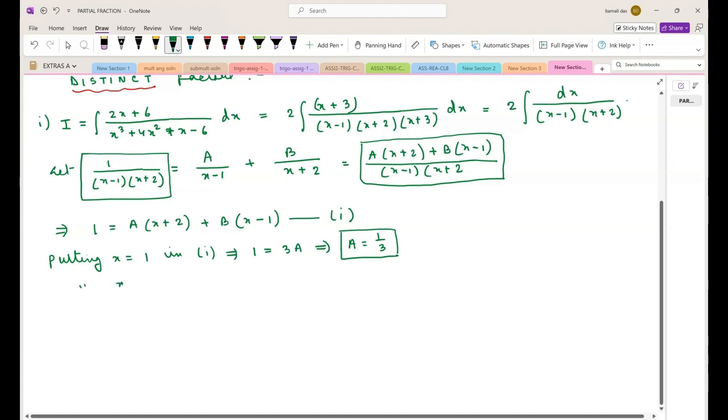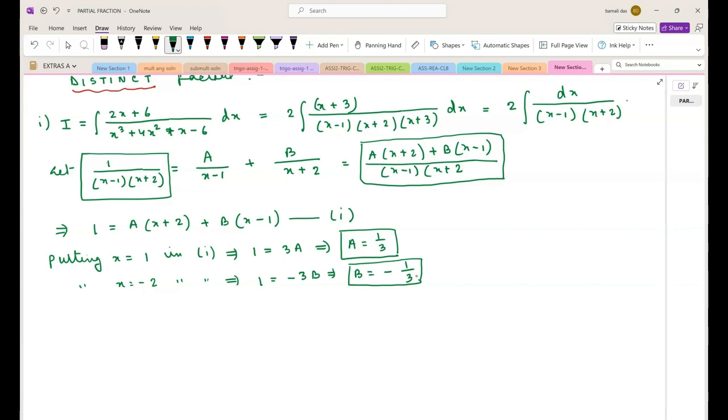So I found the value of one constant a. Similarly, putting x equal to minus 2 in 1, we get 1 equal to minus 2 minus 1 minus 3b. So b equal to minus 1 by 3. So I now know the values of both my constants a and b. So now I put back the values of a and b in this step here.